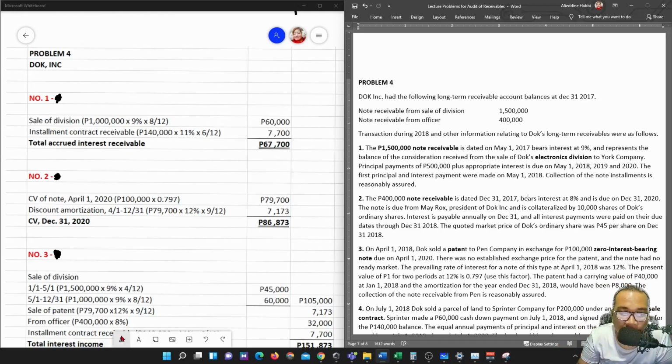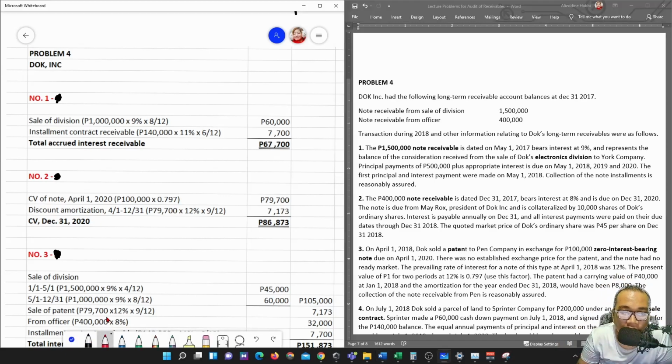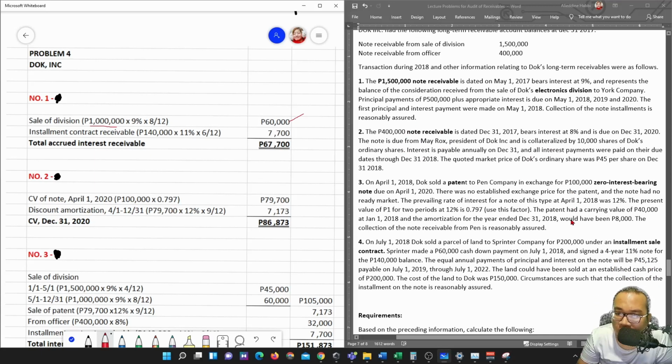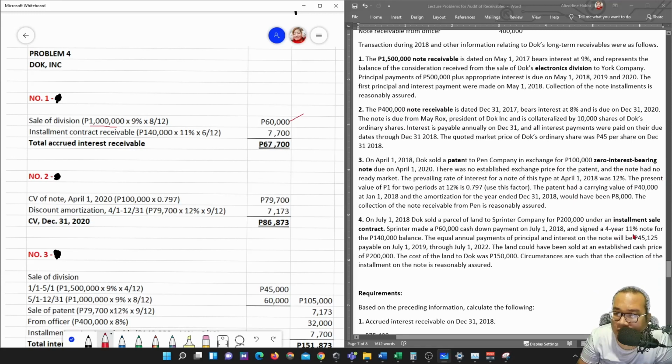So, kaya nandito yan. 1 million kasi nabayaran yung 500, 9% kasi andito. And 8 months, 8 over 12 kasi 8 months pa natira sa taon. So, 1 million times 9% times 8 over 12, yun, 60,000. Ito naman, di ba? Ito, hindi ito kasama, kasi basis yun. Ito naman, patent kasi zero interest. Ito naman, ito kasama to.